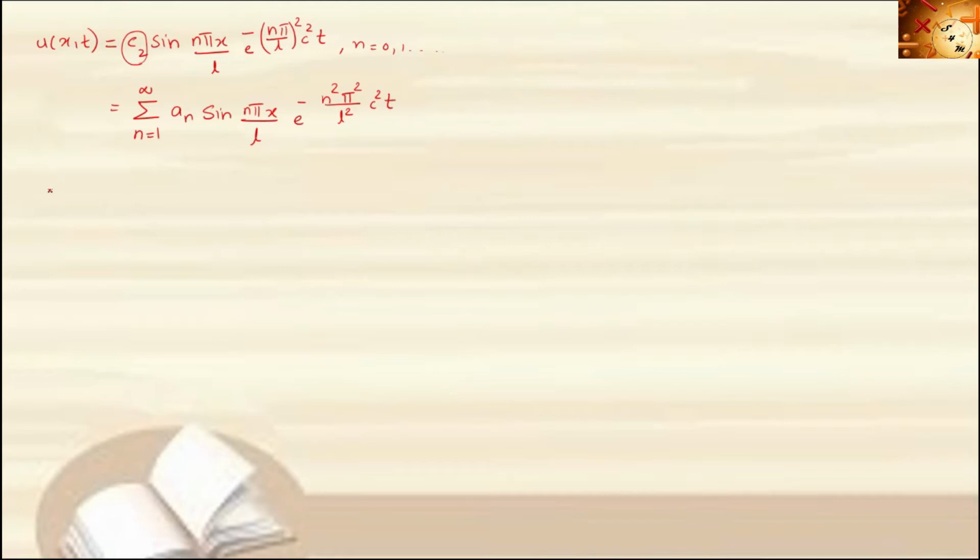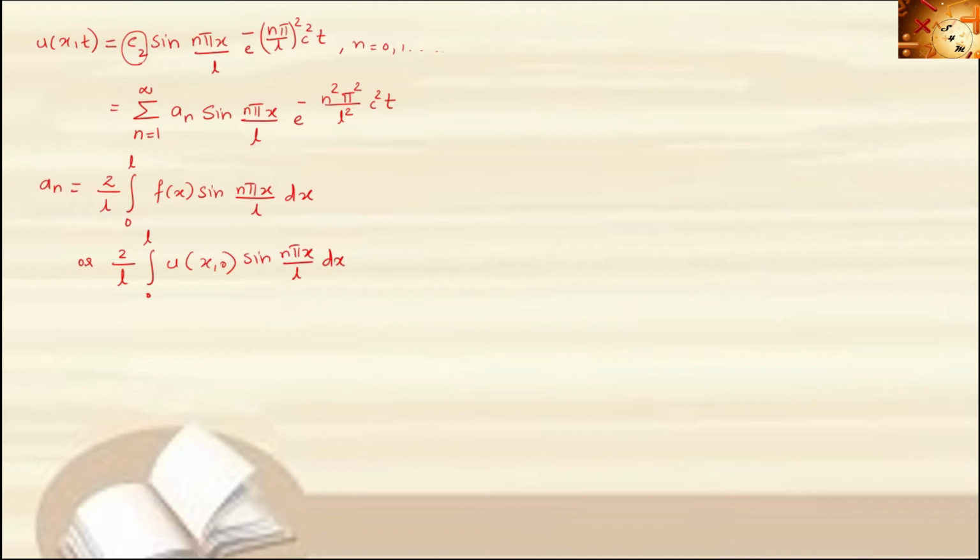This is a half range Fourier sine series with an equal to 2 divided by L integral 0 to L of f(x) sin(n pi x divided by L) dx, or here, 2 by L integral 0 to L, instead of f(x), u(x,0) into sin(n pi x divided by L) dx.